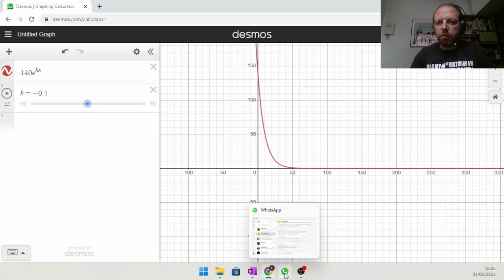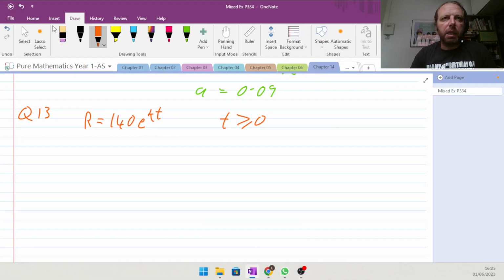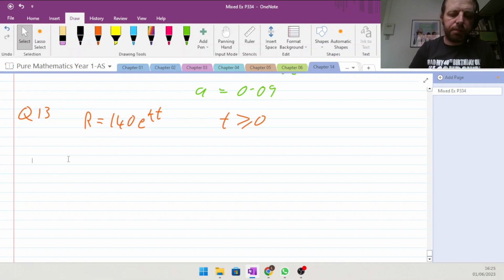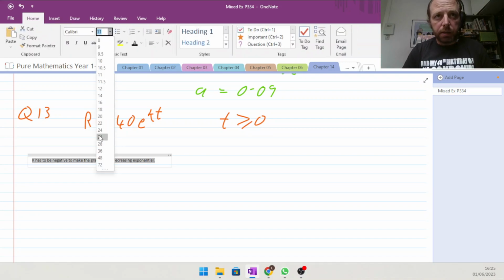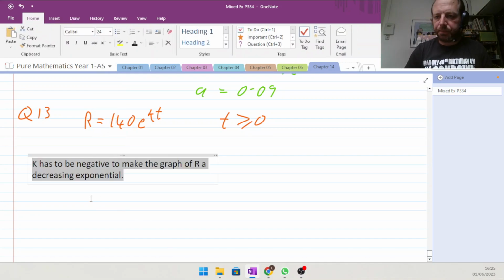Okay, so to sum that up in a sentence, we can say that k has to be negative to make the graph of R a decreasing exponential. There we are.